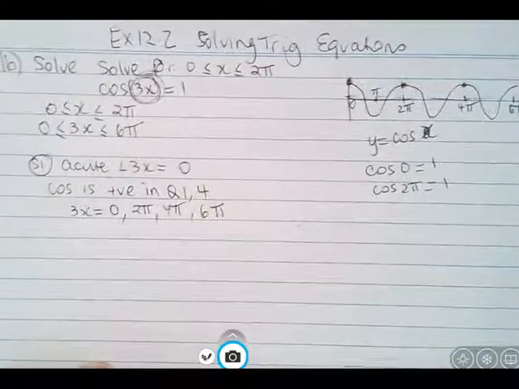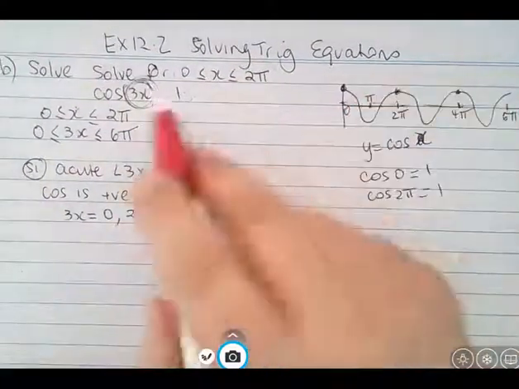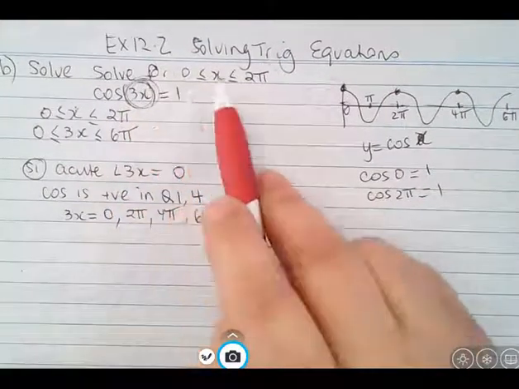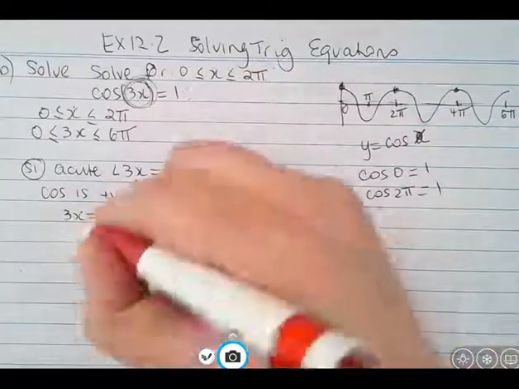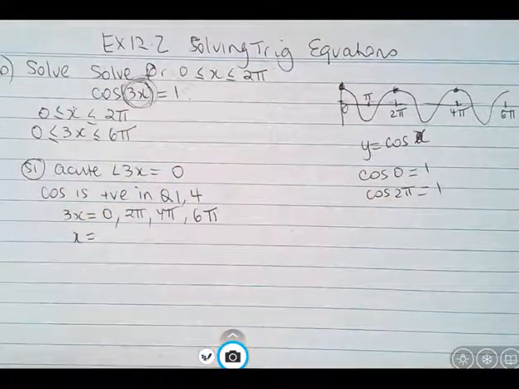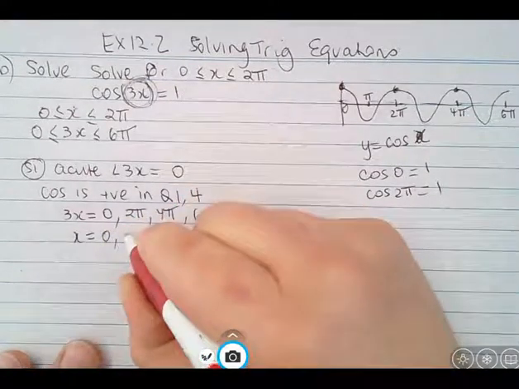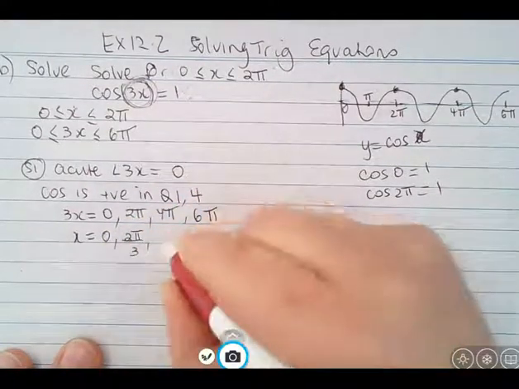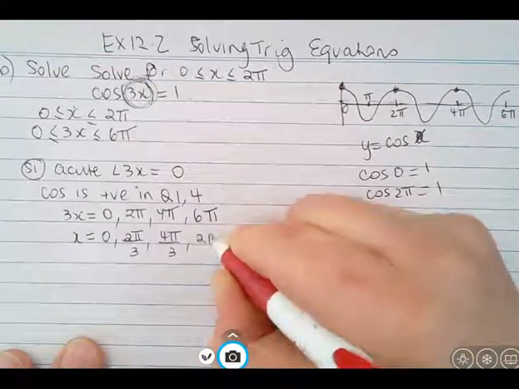But those are the solutions for 3x. I need the solution for x because the question is solve for x lying between 0 and 2 pi. So if 3x is all of those solutions, how do you go from 3x to x? You divide by 3. So I've got 0, keep going, 2 pi over 3, 4 pi over 3, 6 pi over 3 is 2 pi.